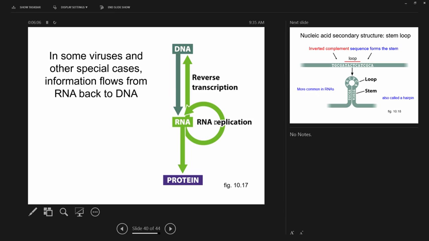And while I talk, I'm going to hook this up so that I can actually tell you about it. So you heard about this in microbiology class.